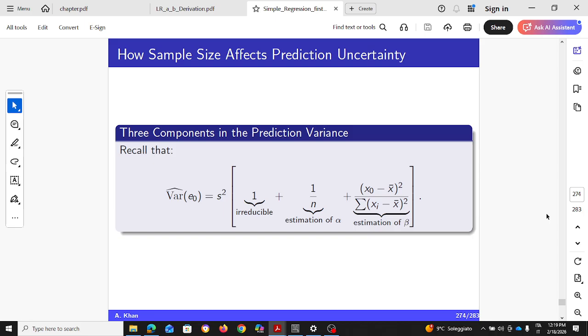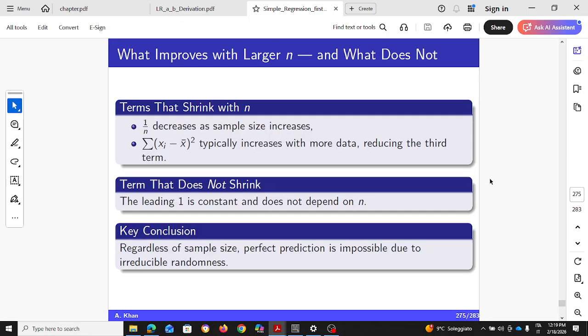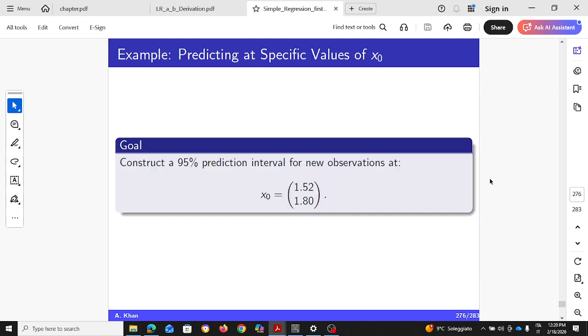We said this. So now we say the sample size also affects it, because it's in the denominator. If it is very large, you have large variability. And these are the three terms of the prediction variance. We know this now.